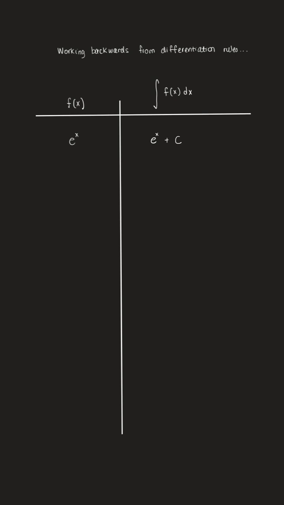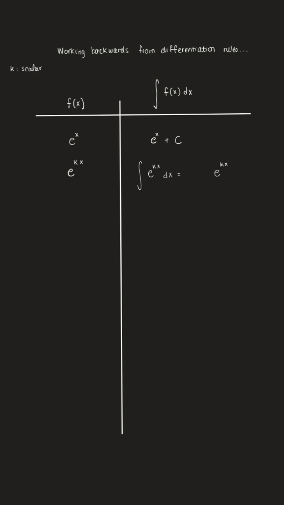Now, what happens if we have e raised to some constant k times x? So here k is a scalar or a constant. And now we have to think about, okay, if we're trying to look for a family of functions whose derivative is e to the kx, well, we know that probably we have to have e to the kx as part of our solution because e to the u is its own derivative. So this is a good starting point.